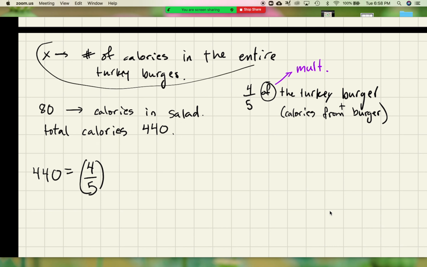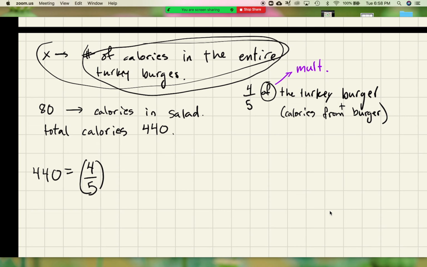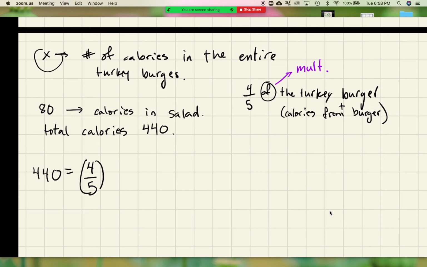and then I'll look back. Well, 4/5 of the calories from the turkey burger, and the calories from the entire turkey burger is X. So 4/5 of this unknown amount. If it was 4/5 of 5, then I would get 4 calories out of the 5 calories that was the entire burger. But we're doing 4/5 of means multiply, so of X.